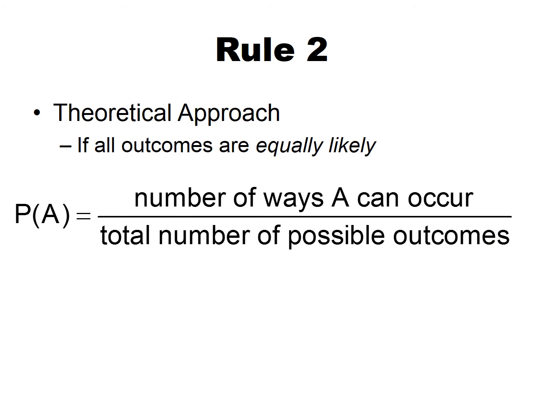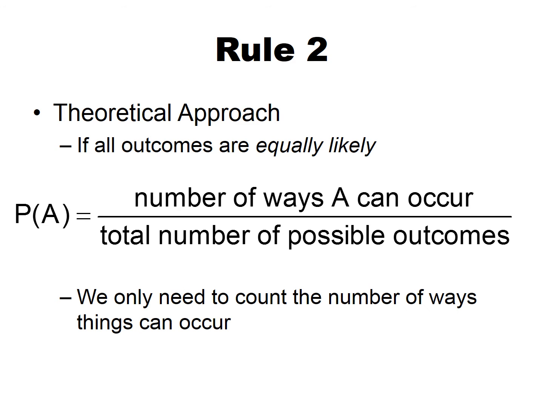One of the key ideas from section 16.1 was Rule 2, or the theoretical approach for calculating probabilities. If we have an experiment where all the outcomes are equally likely, then we can calculate the exact theoretical probability of some event by dividing the number of ways the event can occur by the total number of possible outcomes. To apply Rule 2, we don't need to list all the possible outcomes. All we need to do is count the number of ways that things can occur, and then we divide and we're all done.